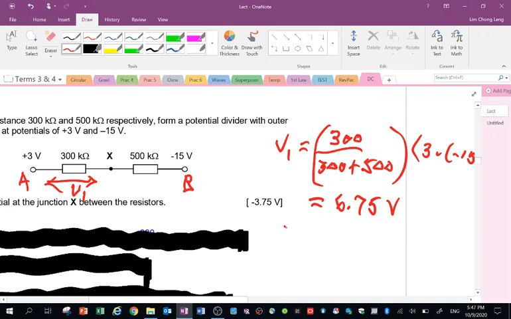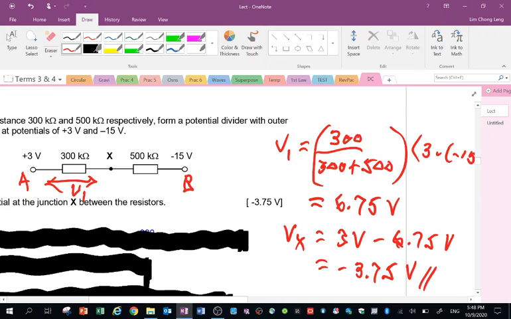So what about the potential at X? Potential X is 6.75 volt below 3 volt. So I have 3 volt minus 6.75, which gives me minus 3.75 volt. So the potential at X is minus 3.75 volt. This is one way of doing it.